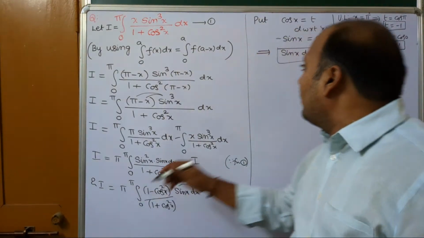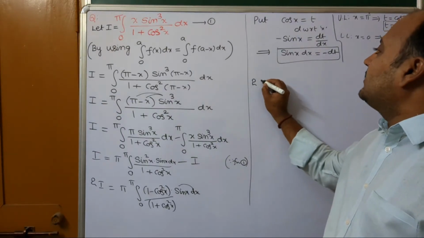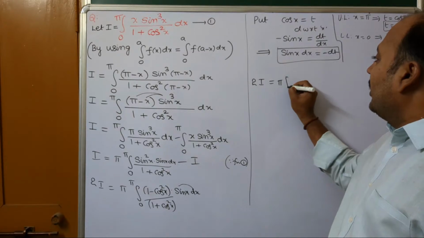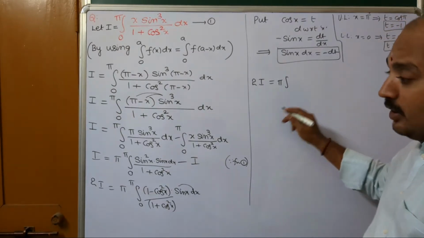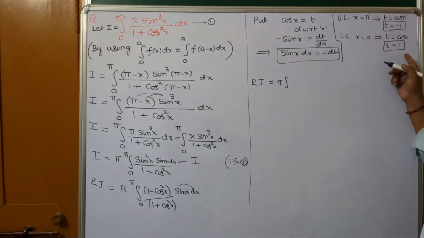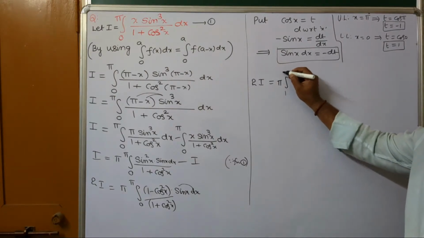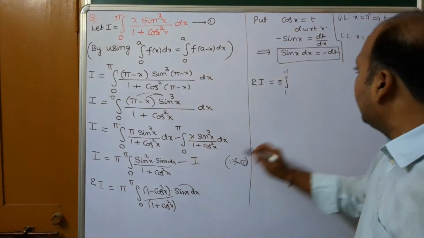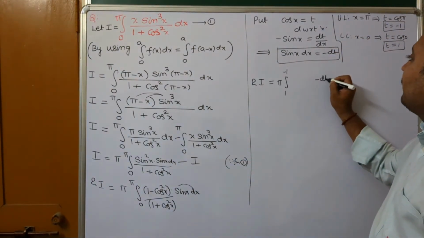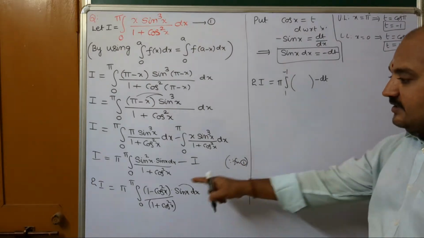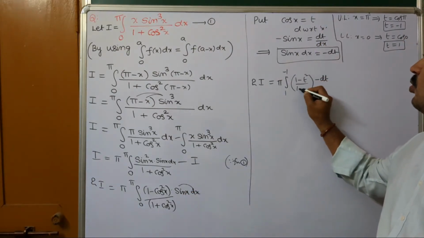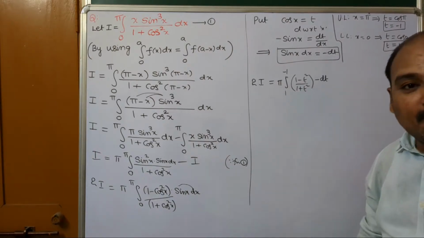Therefore, this given integral value 2I is equal to pi into integral, no, not 0 to pi. What is lower limit here? 1 into upper limit is -1. In place of sin x dx minus dt, in place of cos x, you have to replace with t. So 1 minus t squared by 1 plus t squared. Are you getting all of you?